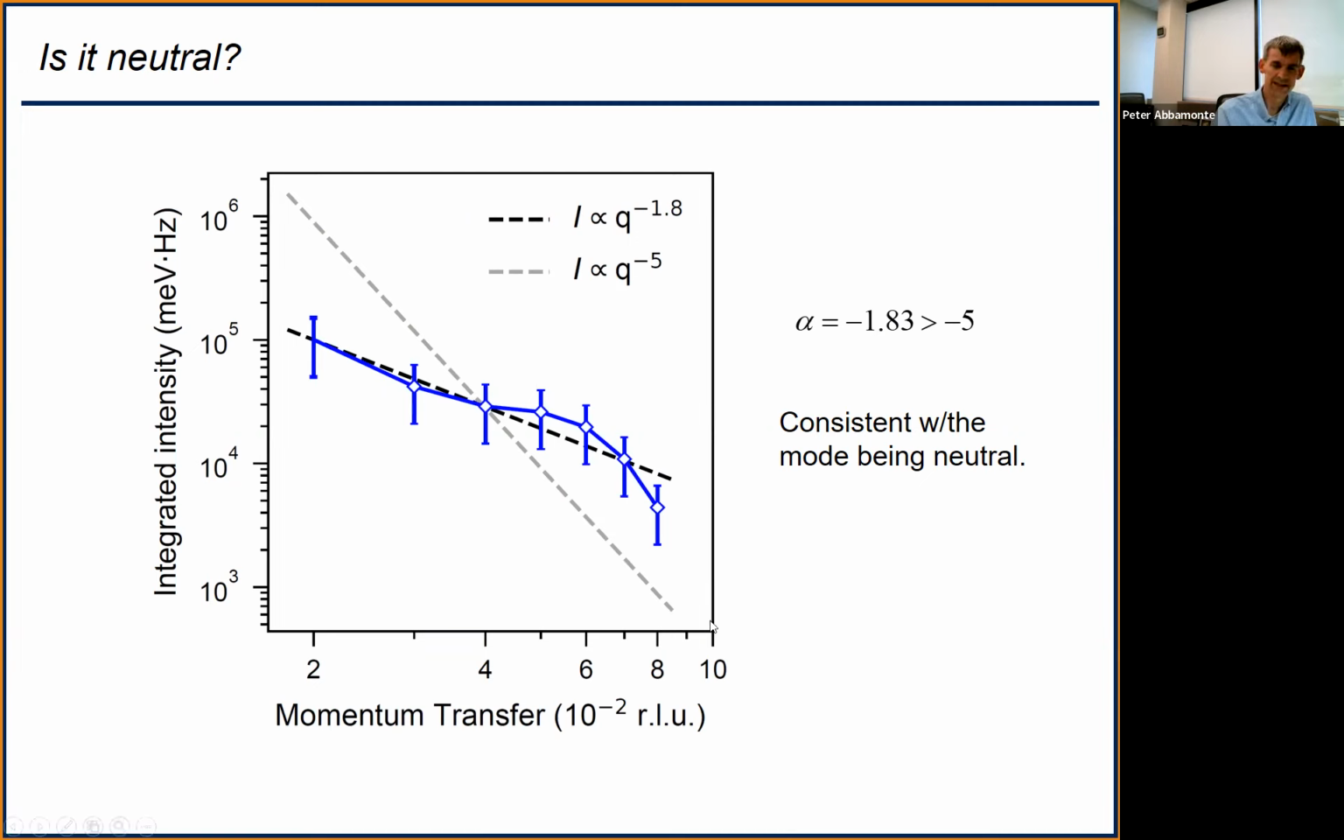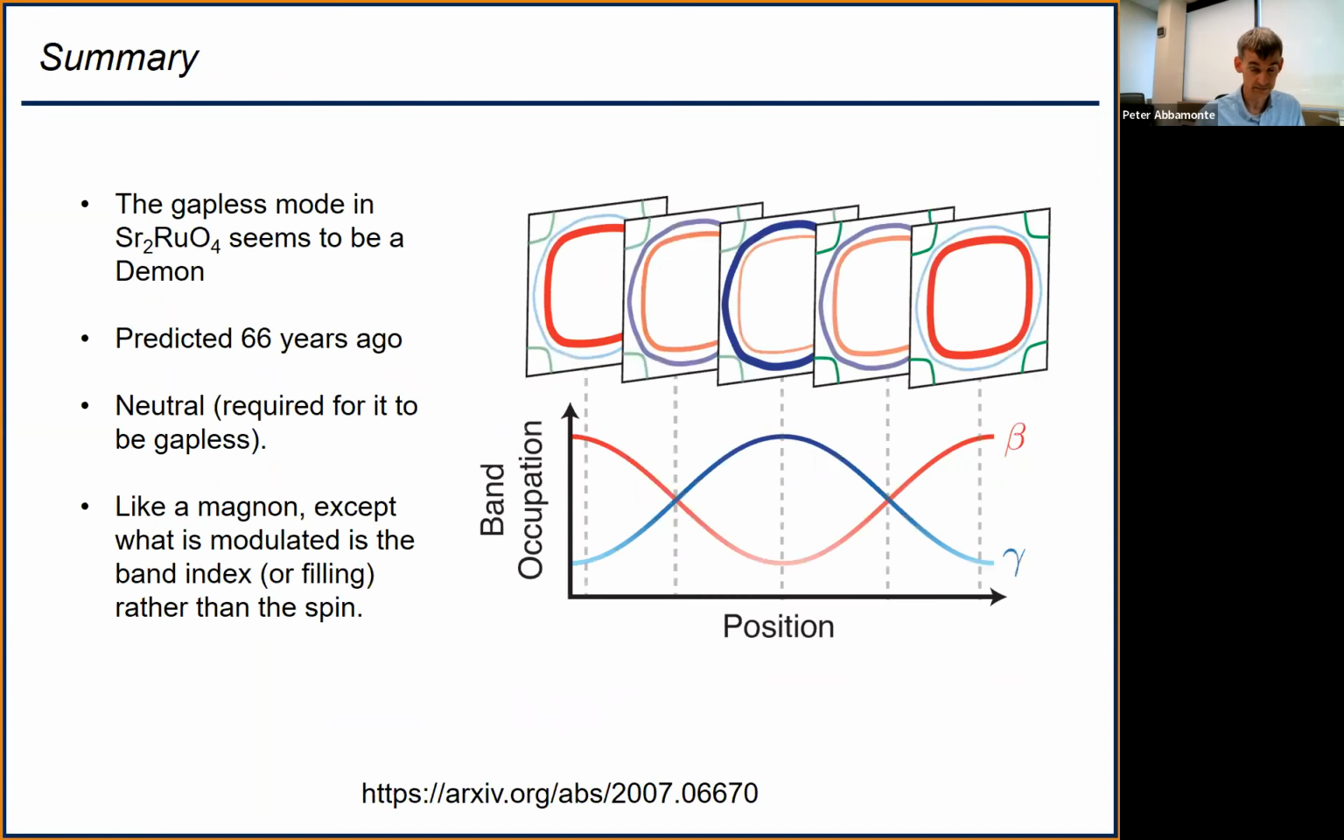1/(q^5) is the dashed line, this gray one. What the actual experiment does is this. It's not a perfect power law. There's no reason to expect it to be exactly a power law, but it's something like q^-1.8. So -1.8 is greater than -5, meaning that the thing is actually neutral in the sense of not following the Q dependence predicted by the sum rule. So there's more to be discussed there, but I'll leave it at that.